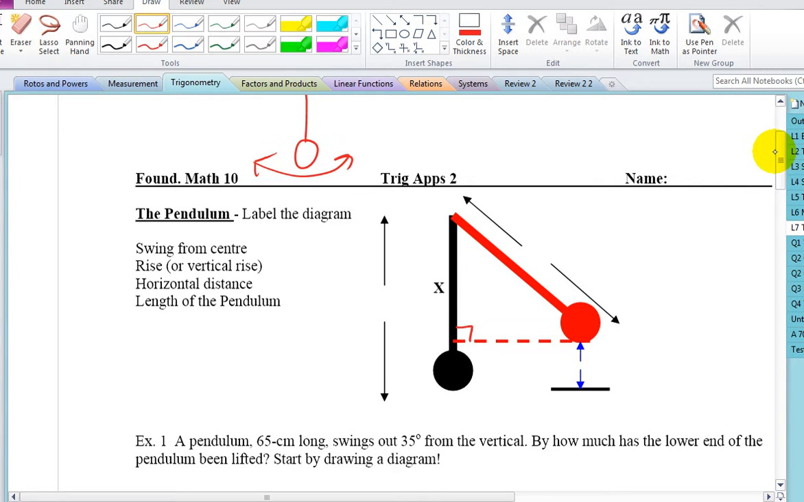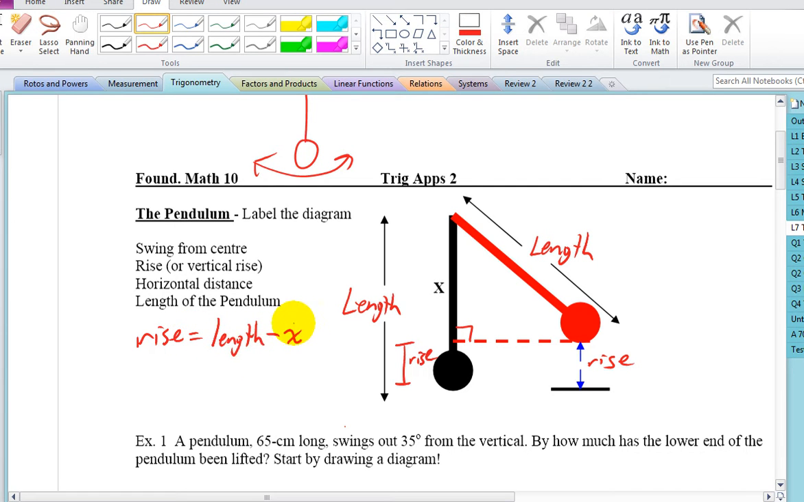Then what we want to do is understand the different pieces of this diagram. The length of the pendulum can be in two spots. It can be here and also there. Now this is the rise. The rise can also be right here. So we could do a subtraction to find x, or back and forth. Once we find x, we can subtract from the length to get the rise. So our rise equals the length, the entire distance, minus the top, which is x.